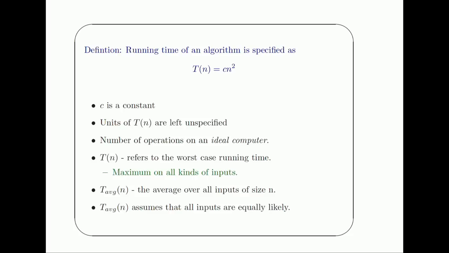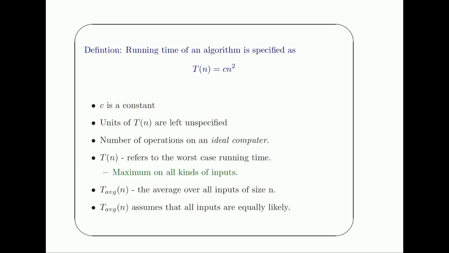Okay. So, let us formally define what is the running time of the algorithm. Running time of the algorithm is given by this equation. Let us say the algorithm takes as input some size n, then the complexity is, let us say, T of n equal to C n squared. That means it's quadratic in the size of the input that is given to the particular program. What is C here? C is a constant, and the units of T of n are generally left unspecified.